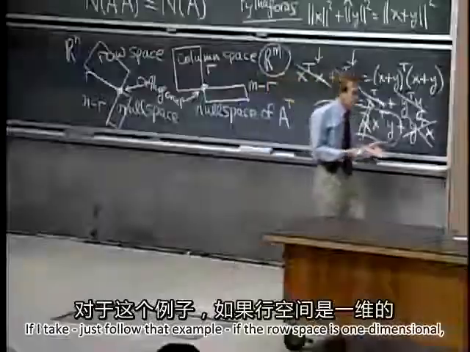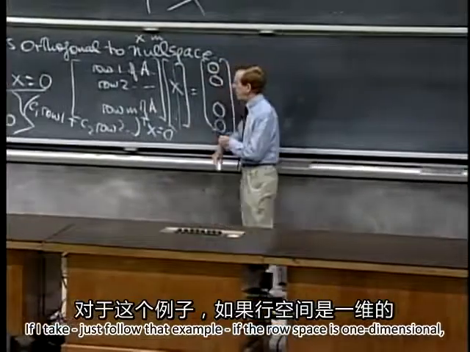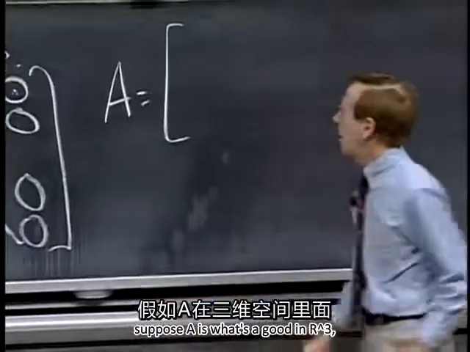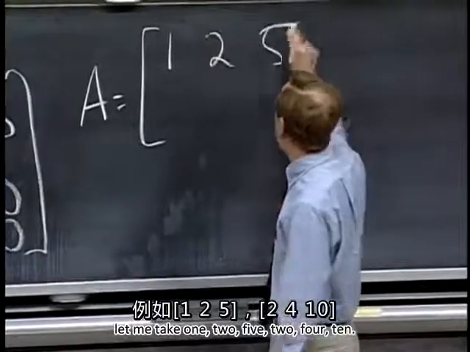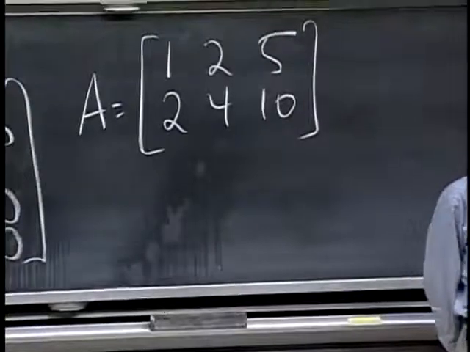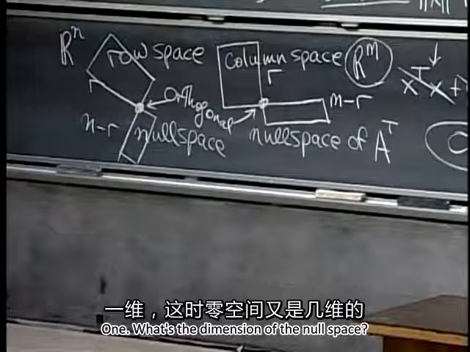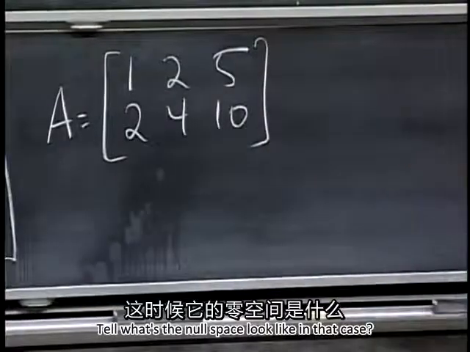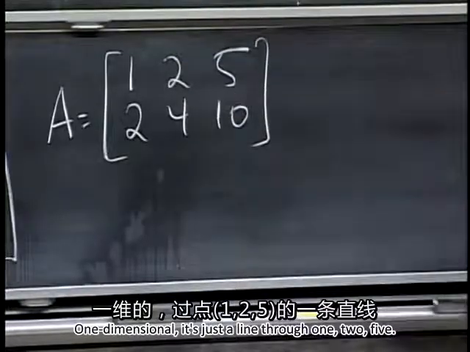If I just follow that example, if the row space is one-dimensional, suppose A is, what's a good example, I'm in R3, I want a one-dimensional row space. Let me take 1, 2, 5, 2, 4, 10. What's the dimension of that row space? 1. What's the dimension of the null space? What's the null space look like in that case? The row space is a line, right? One-dimensional. It's just a line through 1, 2, 5.